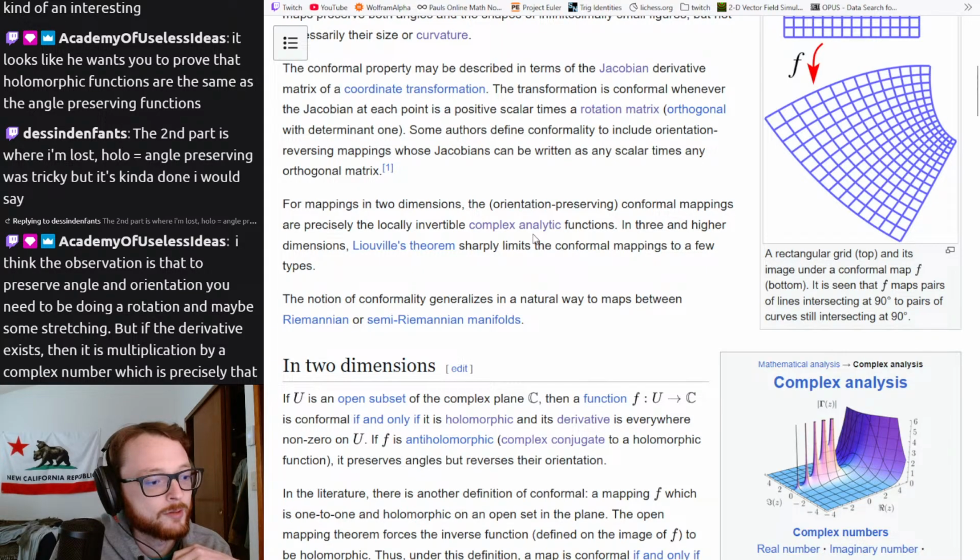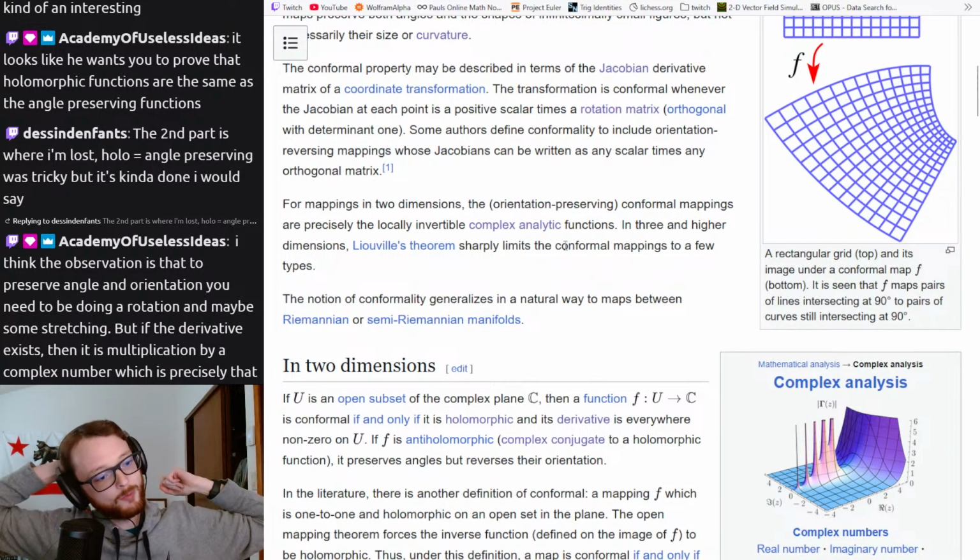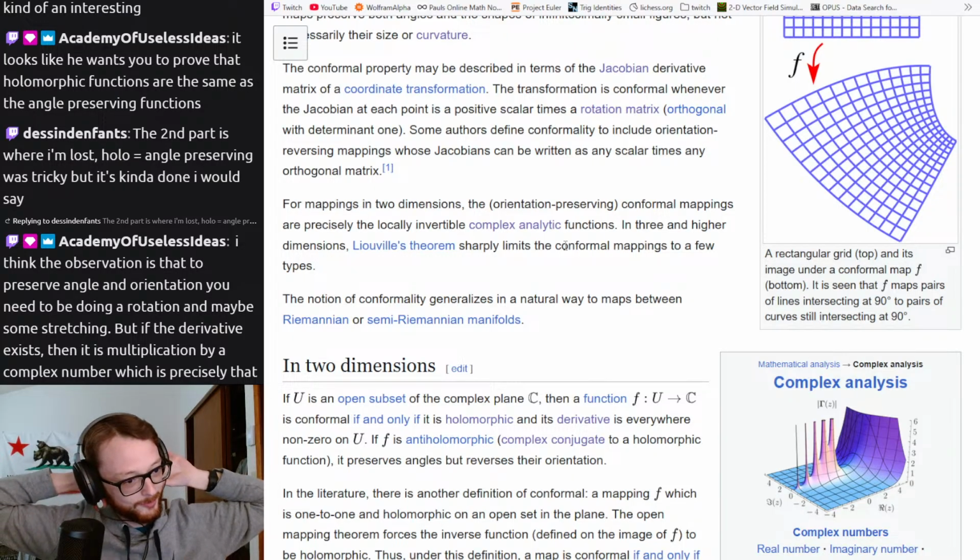I think the observation is that to preserve angle and orientation, you need to be doing a rotation and maybe some stretching. If the derivative exists, it is multiplication by a complex number, which is precisely that.